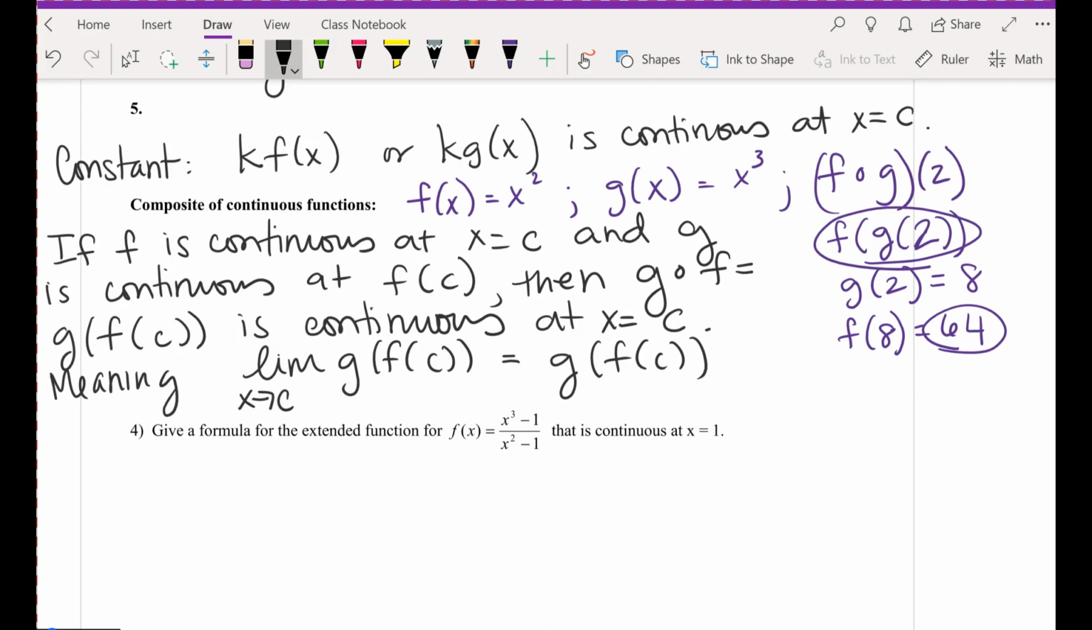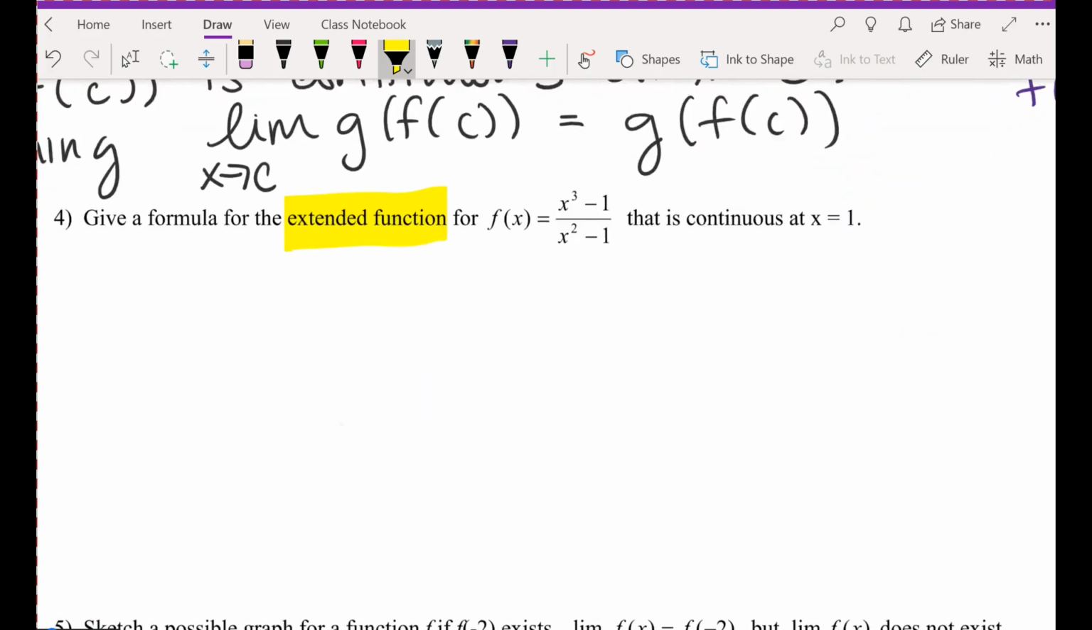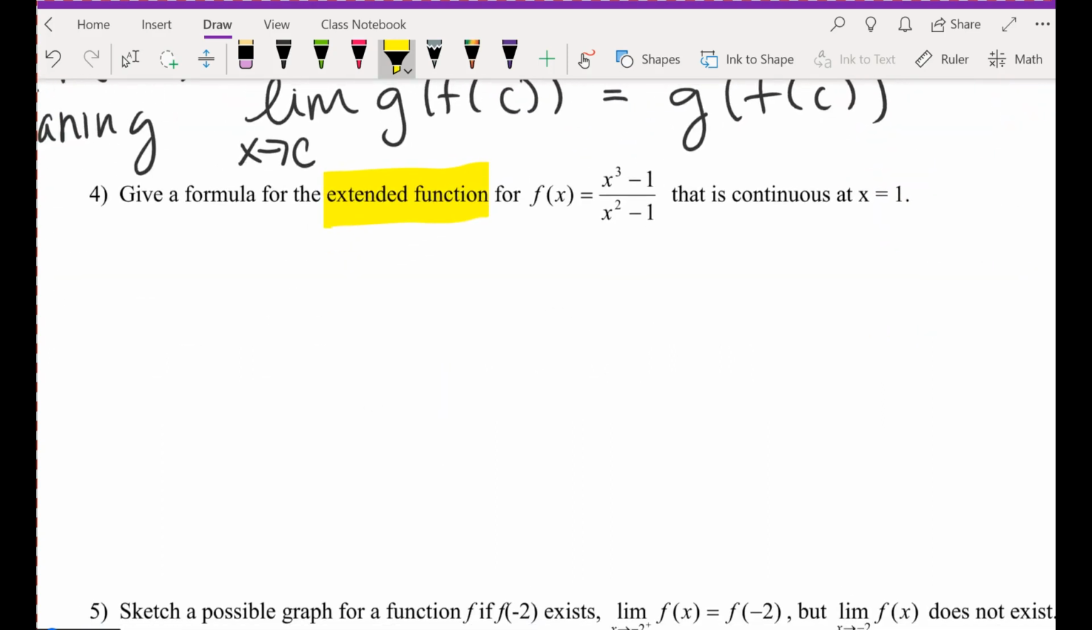Okay. All right. So this one's really about the language. Give a formula for the extended function. So this is, I want to talk about this. It sounds scary, right? Extended function 4. Here we go. F of x equals x to the 3rd minus 1 all over x squared minus 1. That is continuous at 1. So in plain English, I want you to give me an equivalent function that is now continuous at 1.